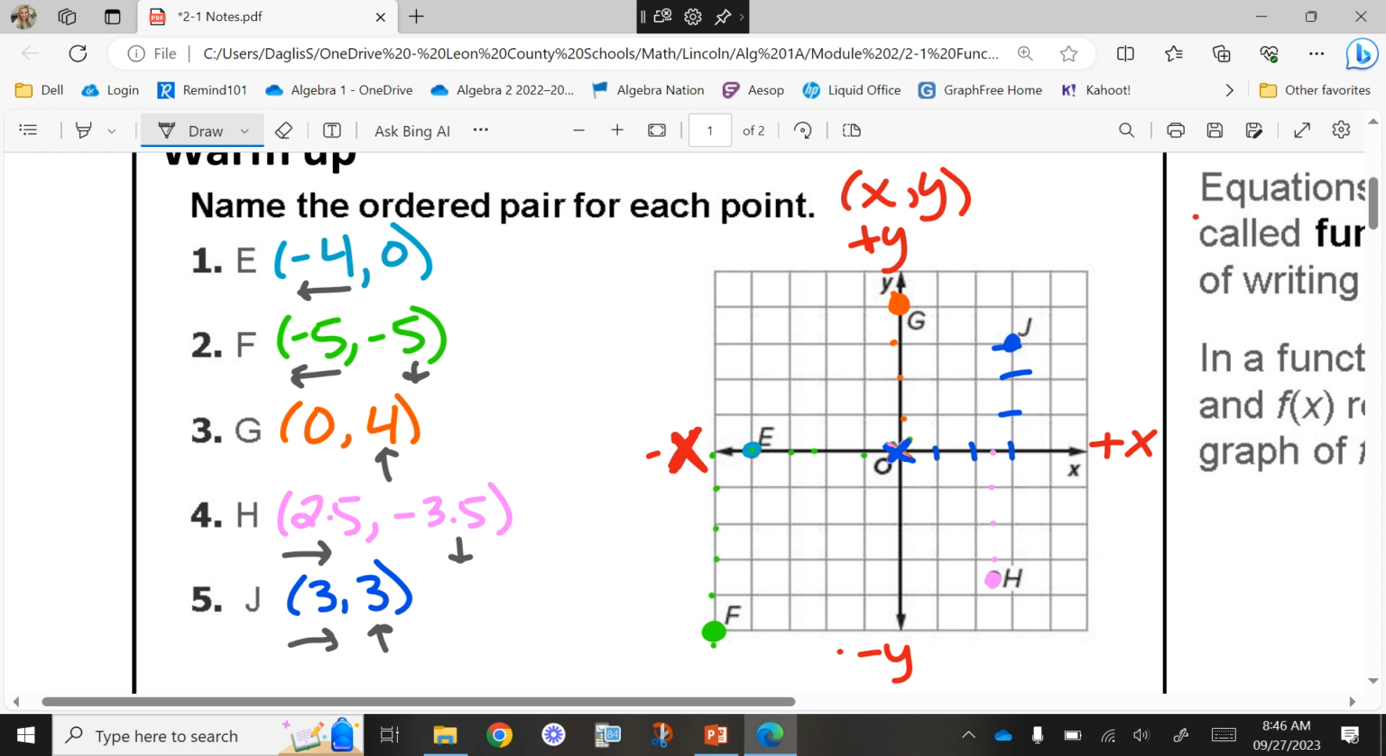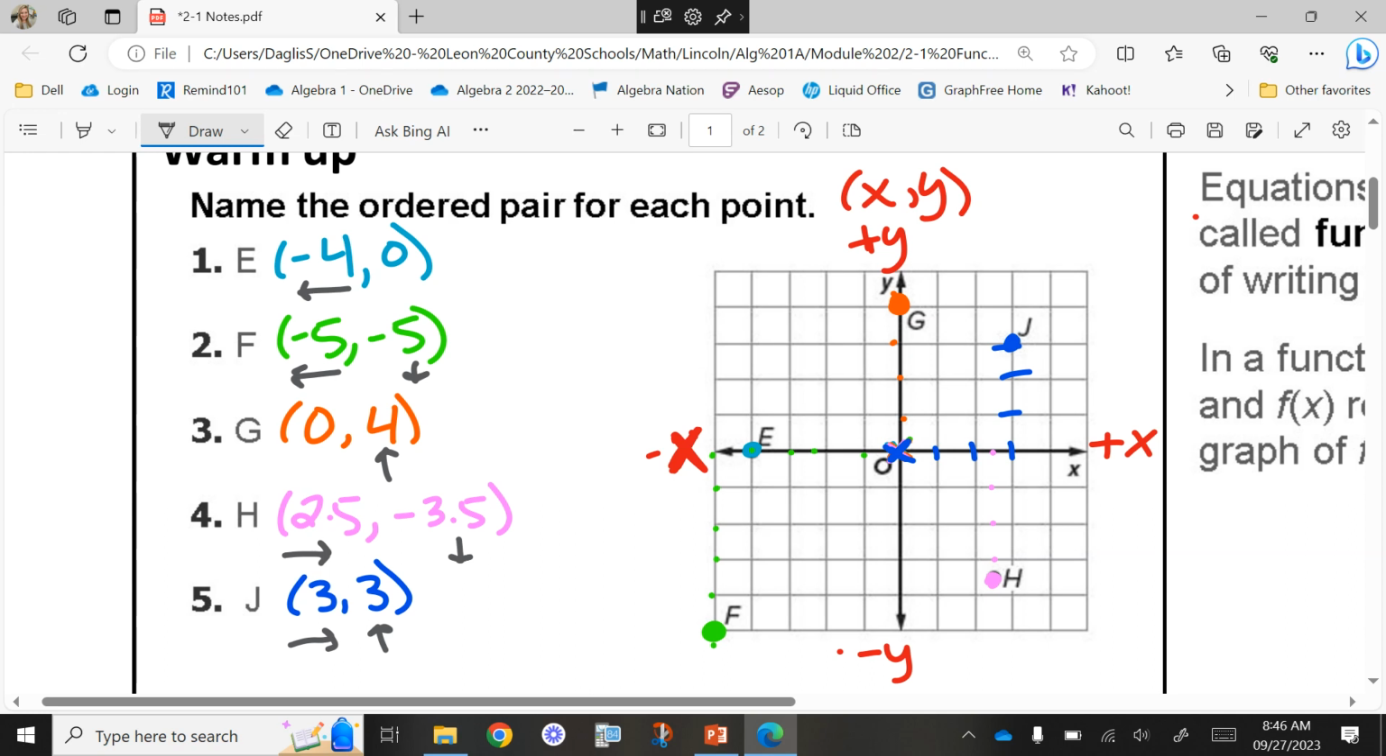Okay. So this is important because today we're going to talk about what is a function or what is not a function, and we're going to have to look at the x's and the y's, or the domain and the range. Do those words sound familiar? Domain and range. We've at least heard of them before. Yeah? Okay.